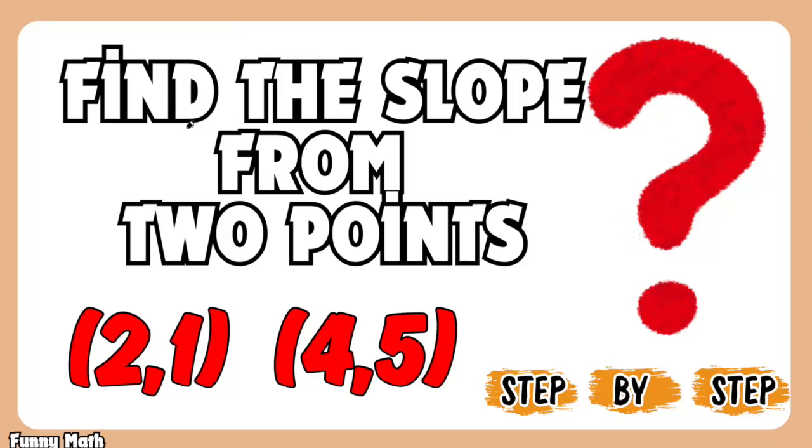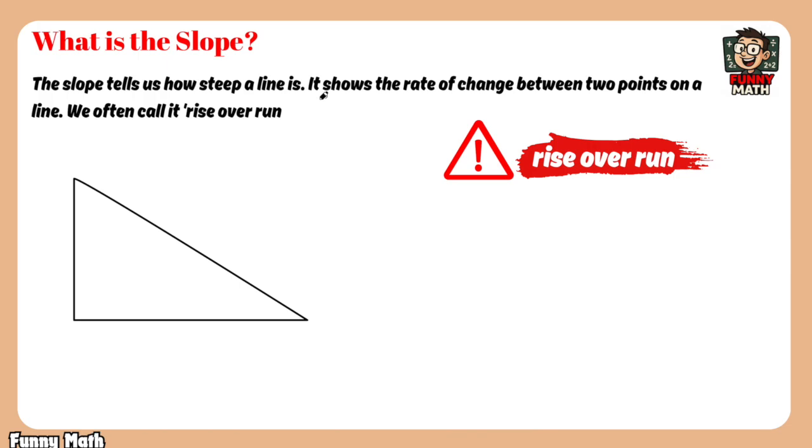Today, we're learning about something super important in algebra, the slope. Let's find out what it is and how to calculate it from 2 points. The slope tells us how steep a line is. It shows the rate of change between 2 points on a line. We often call it rise over run.